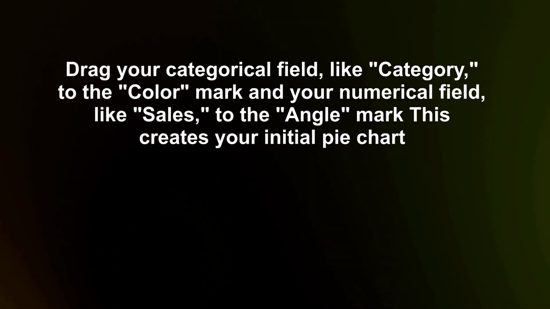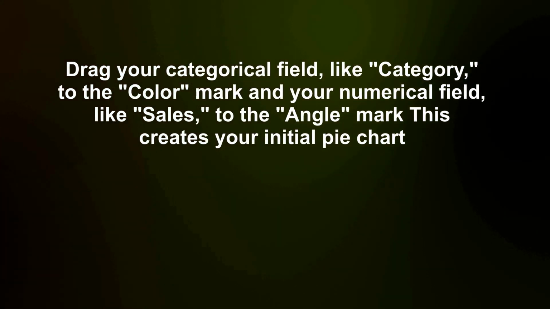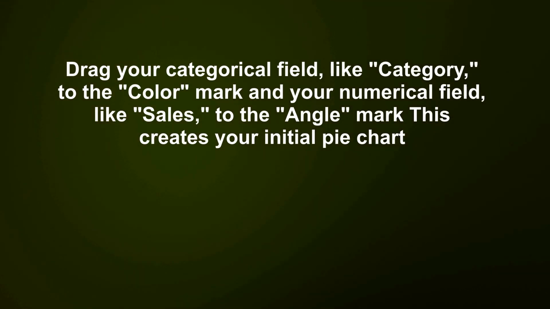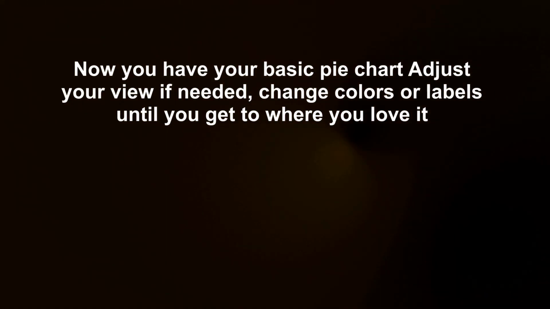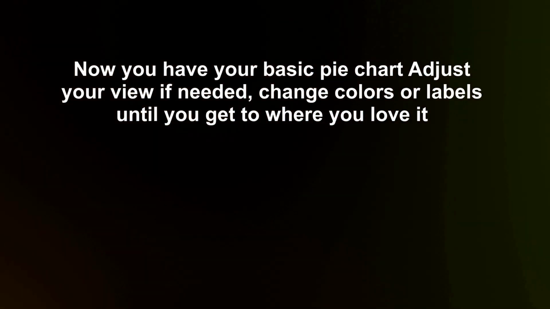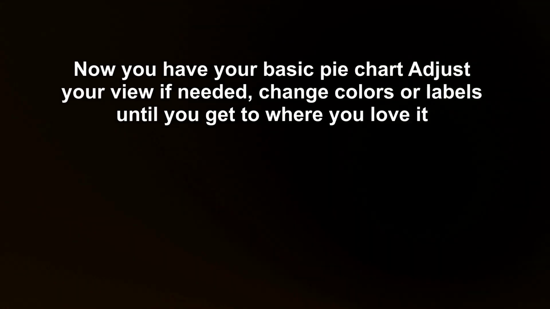Drag your categorical field, like category, to the color mark and your numerical field, like sales, to the angle mark. This creates your initial pie chart. Now you have your basic pie chart. Adjust your view if needed, change colors or labels until you get to where you love it.